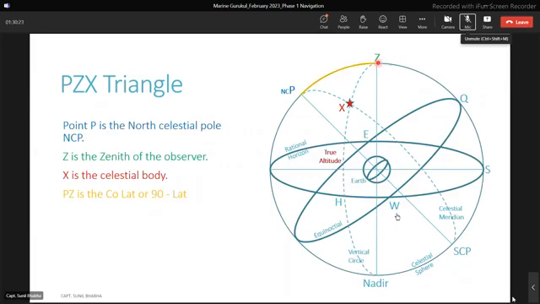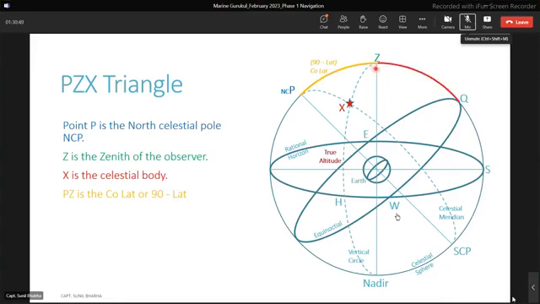So let us highlight this side in yellow. You see the highlighted side PZ of the PZX triangle, and this is equal to 90 minus latitude, also known as colat. So PZ side of the triangle is equal to 90 minus latitude, equal to colat of the observer.